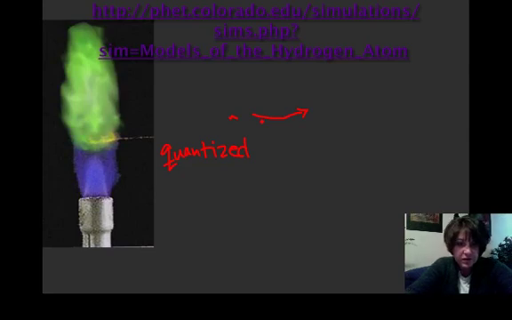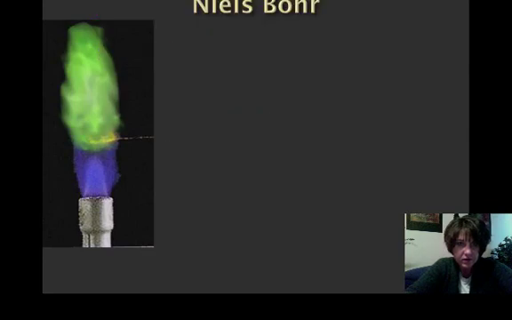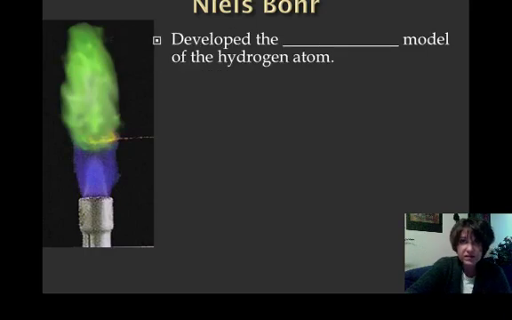So we've looked at this simulation before. I'm not going to record it, but we will look at it again in class so that we know exactly what we mean when we're talking about quantum and quantum amounts of energy. But let's look at what Niels Bohr said about the atom. Based on his research, he developed what was known as the planetary model of the hydrogen atom.